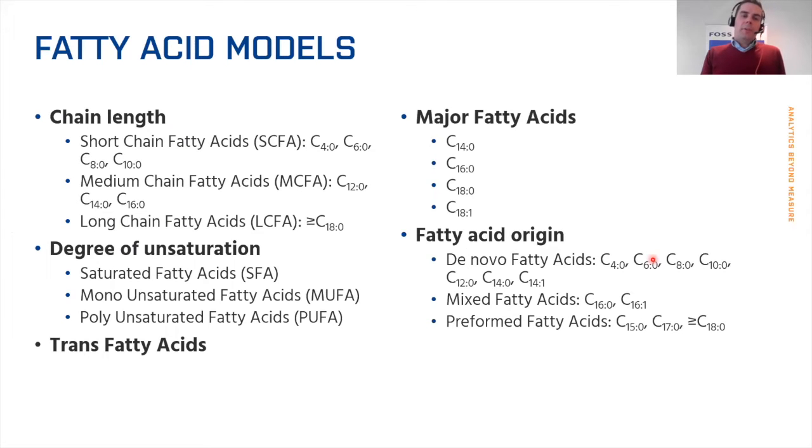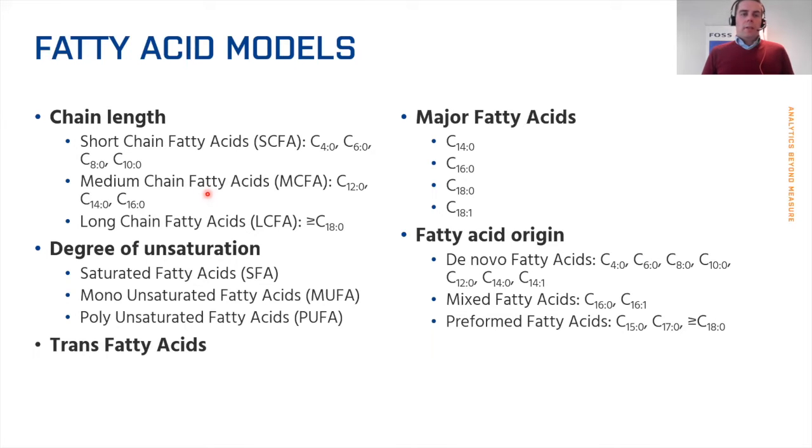We ended up developing 14 different models, and they are listed here. We can distinguish fatty acids depending on the chain length, where we ended up having short chain, medium, and long chain fatty acids. As you will see, we grouped certain fatty acids for these according to their length here.